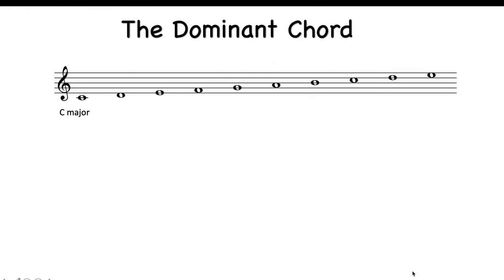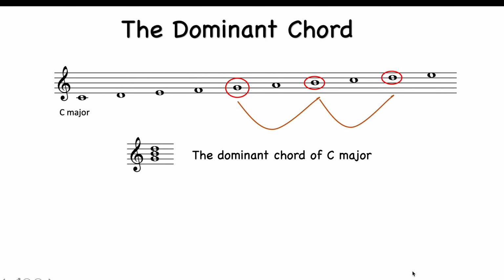With the dominant note comes the dominant chord. Let's learn how to build a dominant chord. So if we're in the key of C major, our first step is we go to the dominant note, which is G, and we just build a regular triad. So we skip, we get B, skip again, we get D. So G, B, D is the dominant chord of C major.